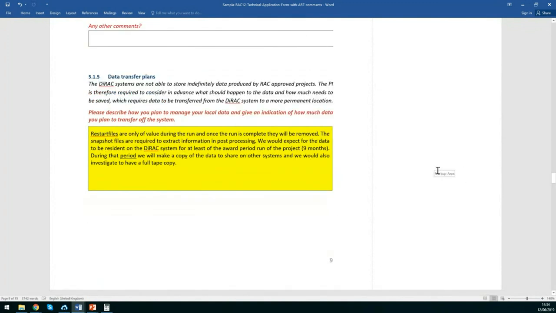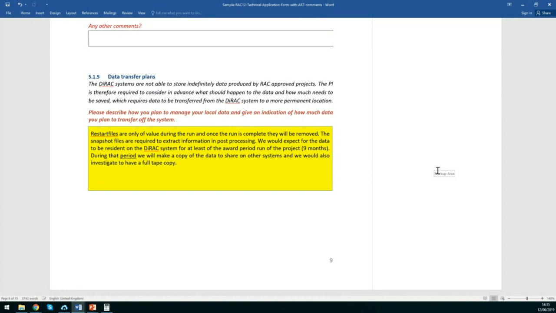DiRAC is not a long-term store. You can store your data during your project, but DiRAC requires the space back for new and other projects. So you need to have a way and a plan to handle your data. In the example's case, the restart files are only of value during the run until it has reached redshift 0, and then they can be deleted, because that's it. The snapshot files, on the other hand, are required to extract more information, and part of that is part of this project, and then they will be stored somewhere else, because there will be lots of post-processing done on those files.